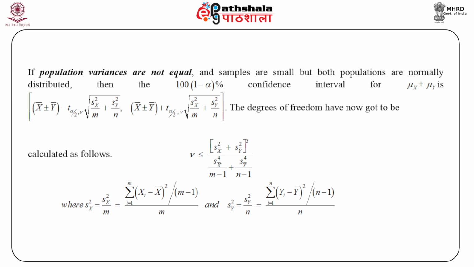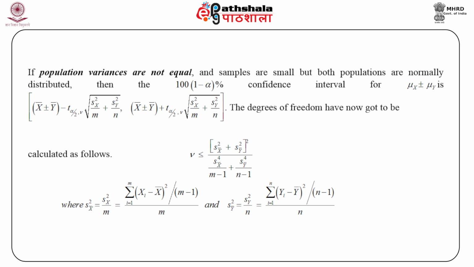The degrees of freedom now have to be calculated as nu less than or equal to (sx bar square plus sy bar square) whole square divided by (sx bar power 4 upon m minus 1 plus sy bar power 4 upon n minus 1), where we can show that sx bar square is equal to sx square by m, and is equal to sigma (xi minus x bar) square divided by m minus 1, whole divided by m.